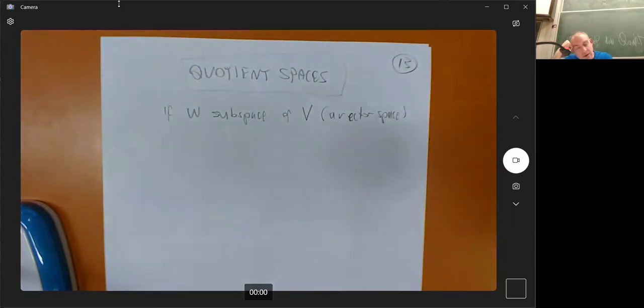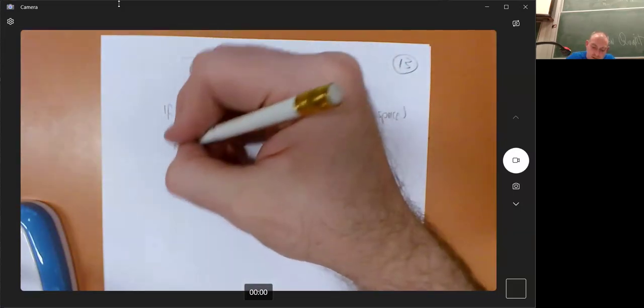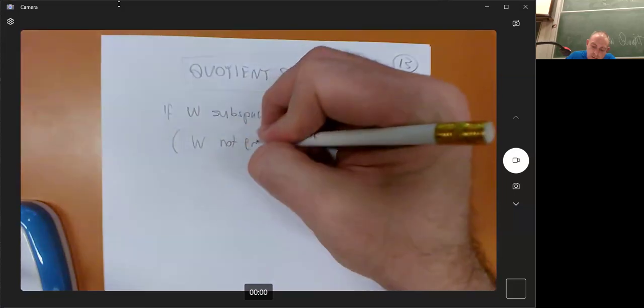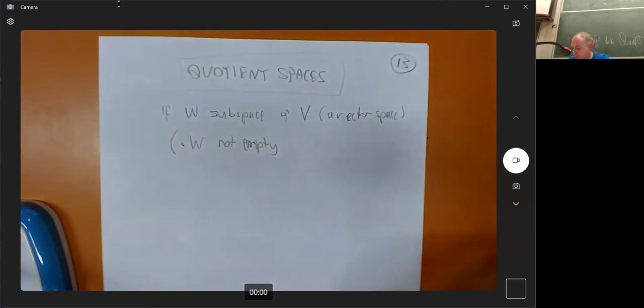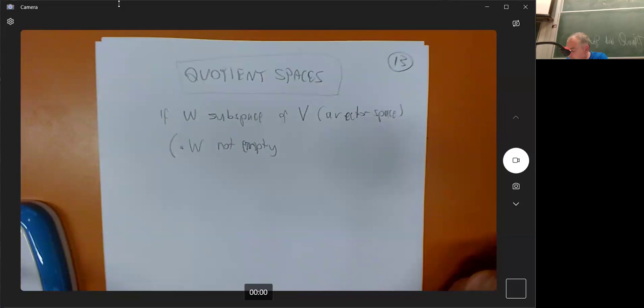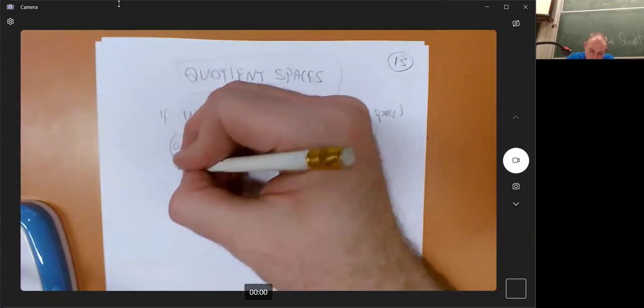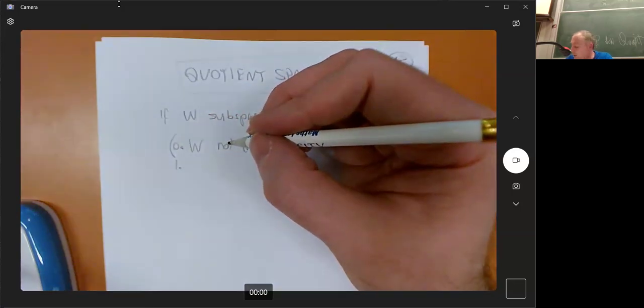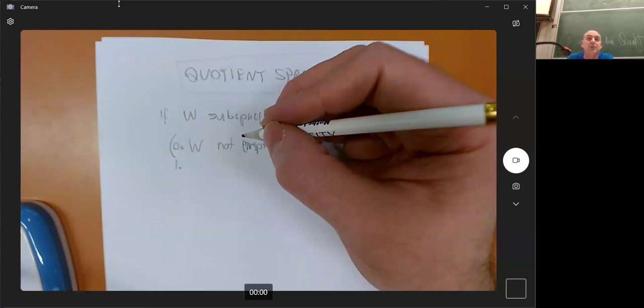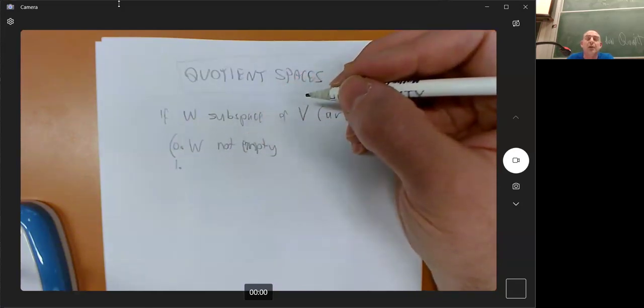Well, and to be a subspace, it has to be not empty and closed under addition and scalar multiplication, right? Just a second. W is not empty. That's rule number 0. Rule number one is that it's closed under, your lecturer calls rule number one the one where it's closed under addition, but I call rule number one the one where it's closed under scalar multiplication, because it only uses one vector.